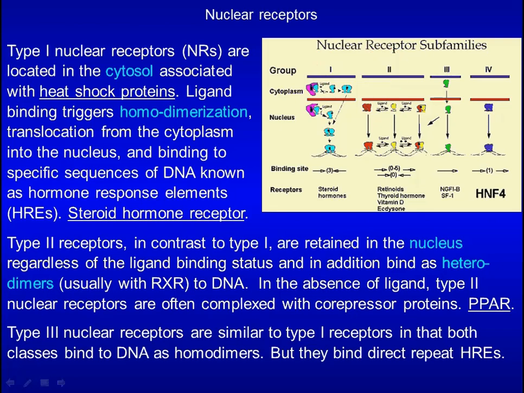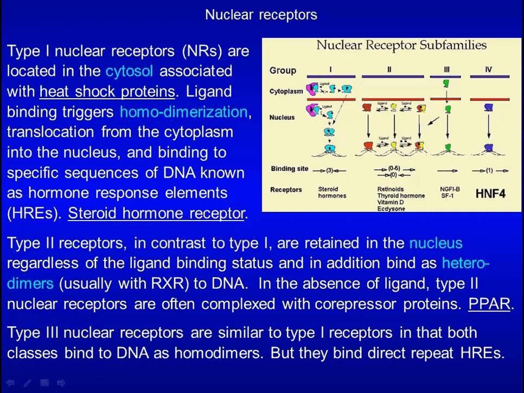Type 1 nuclear receptors are found in the cytoplasm associated with heat shock proteins. Ligand binding triggers dimerization of the receptor and translocation from the cytoplasm into the nucleus. The receptor binds a specific sequence of DNA known as a hormone response element. An excellent example is steroid hormone receptor that I have shown you earlier.